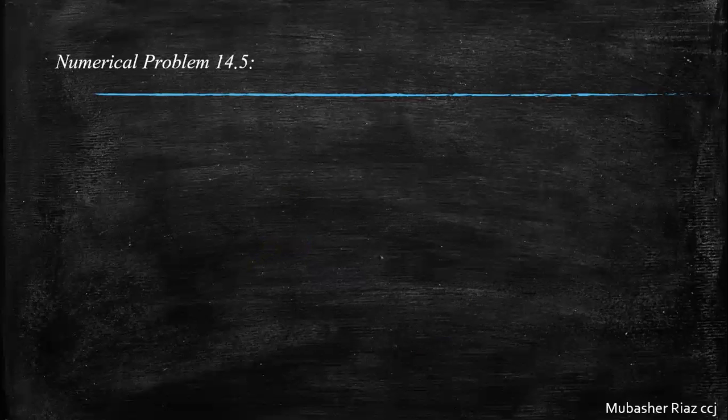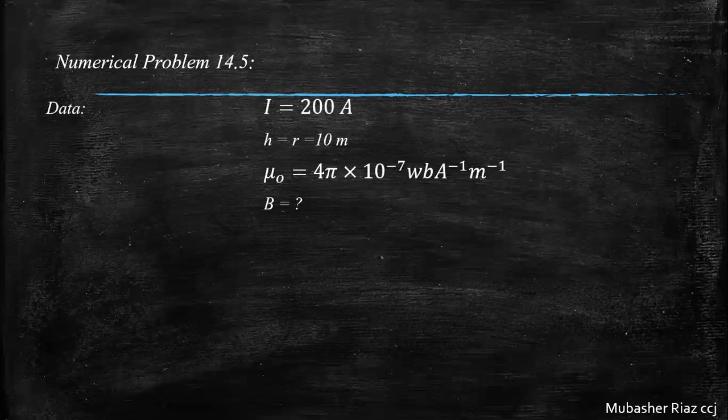Problem 5. There is a power line 10 meter high, and this height of the power line can also be written as the radius because this is in the form of a circle. So the height of this power line can also be represented by the radius, that is 10 meter, and it carries a current of 200 ampere. So find the magnetic field of the wire at the ground. आपने ground पे magnetic field की value को find करना है.